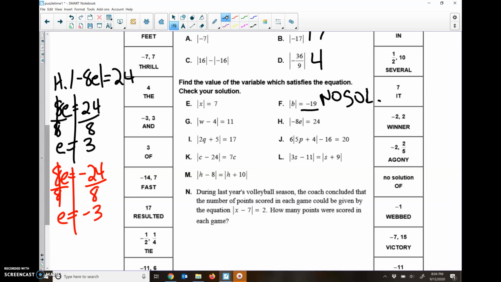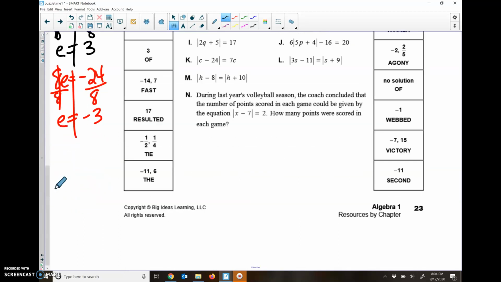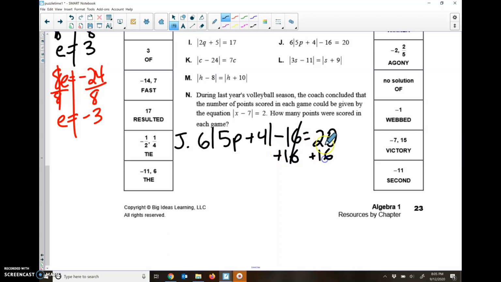All right, and then we look at J. So we got 6 times the absolute value of 5p plus 4, minus 16 equals 20. Okay, so we got some work to do on this one. Remember, our first step is to get the absolute value by itself. So first we're going to add 16. So I got 6 times the absolute value of 5p plus 4, and 20 plus 16 is 36.